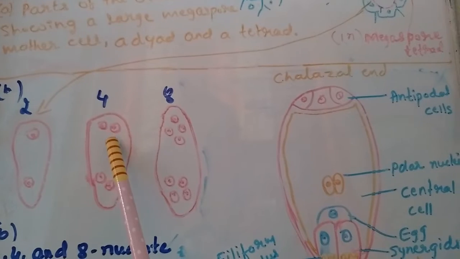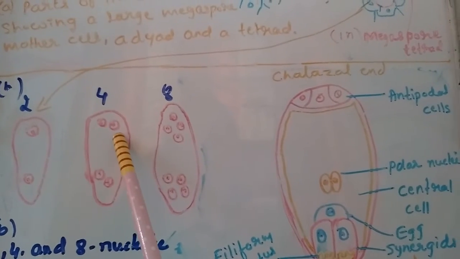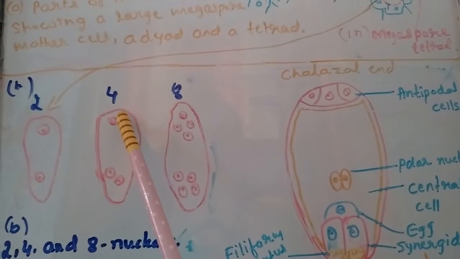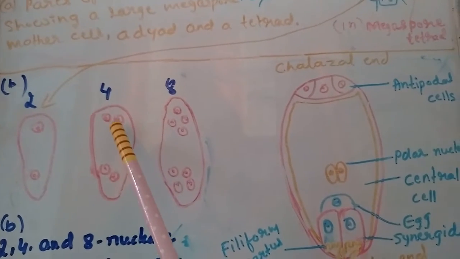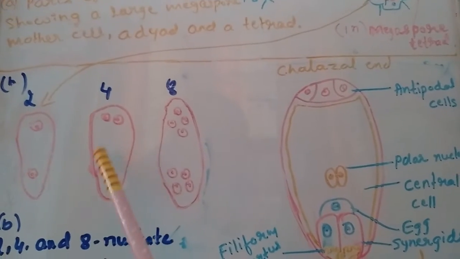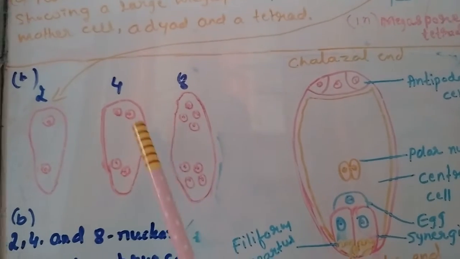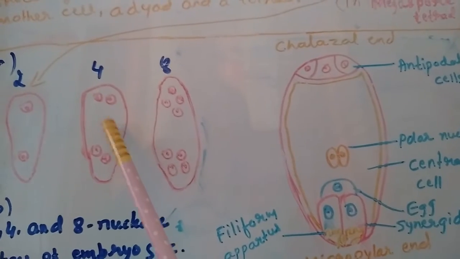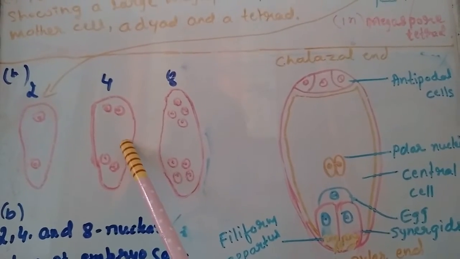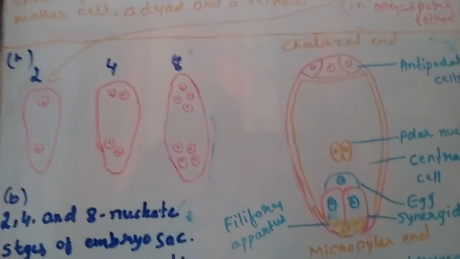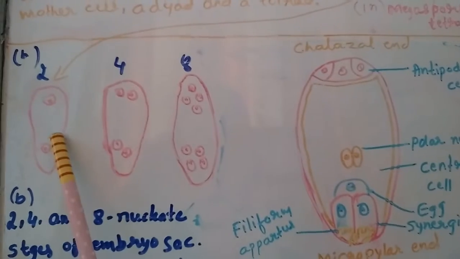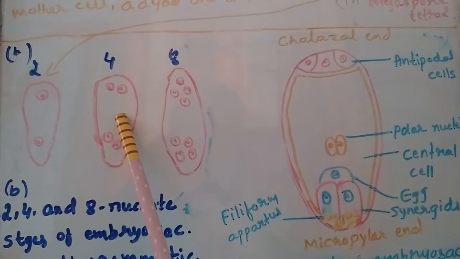And so we can see the formation of how many nuclei at the end of this second mitotic cell division? There is a formation of 4 nuclei. Again, this stage is known as the 4-nucleate embryo sac. Sorry, that was the 2-nucleate stage, and this is the 4-nucleate stage.